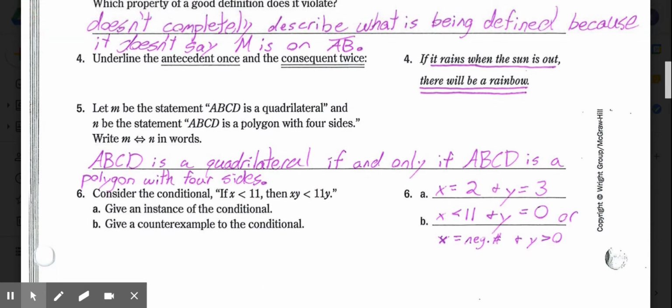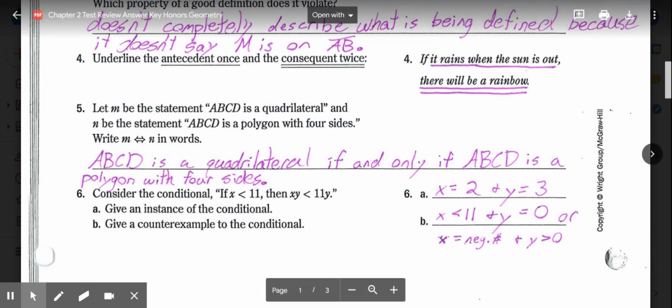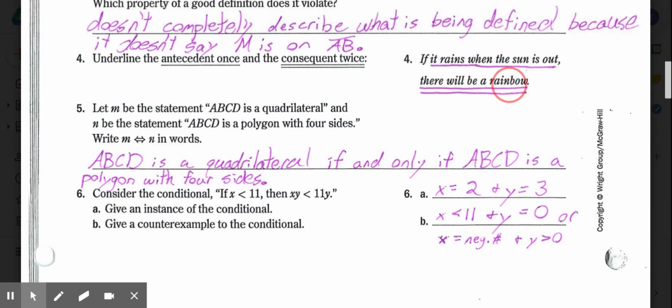In 4, underline the antecedent once and the consequent twice. So it reads, if it rains when the sun is out, there will be a rainbow. What they did is they just cut out the word then, but we can assume it goes right here after the comma. So if it rains when the sun's out, it rains when the sun's out is our antecedent. And then our consequent, the conclusion, would be there will be a rainbow.